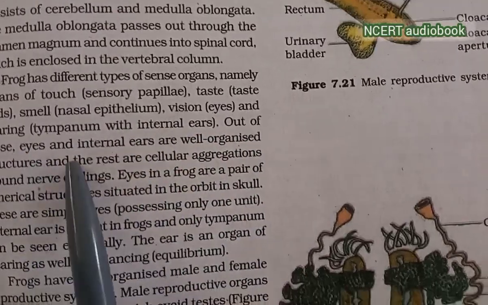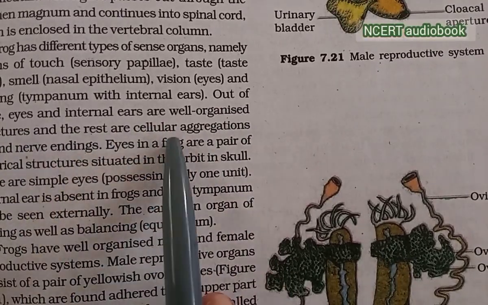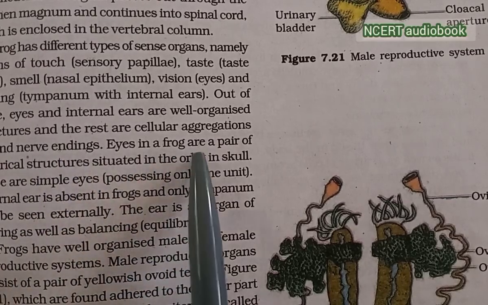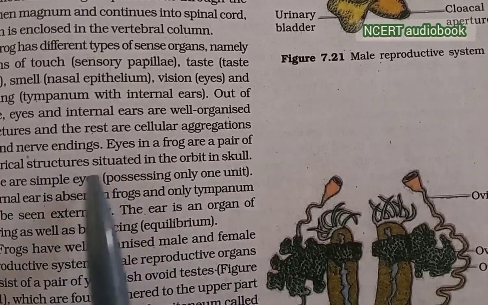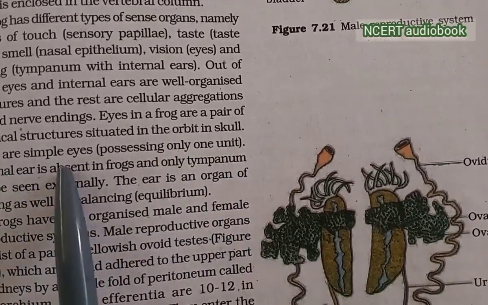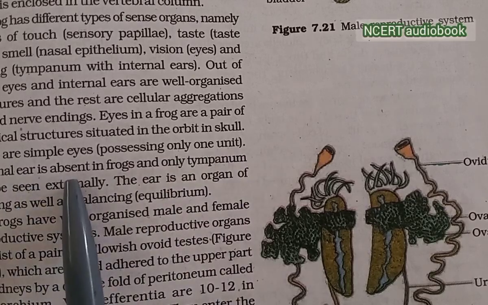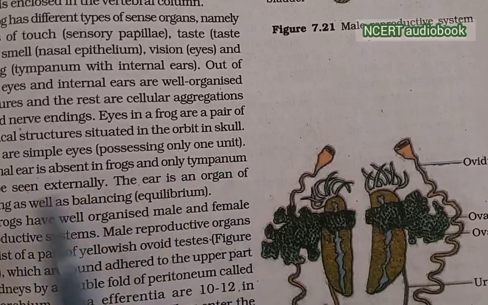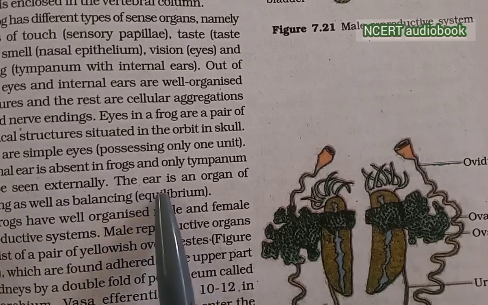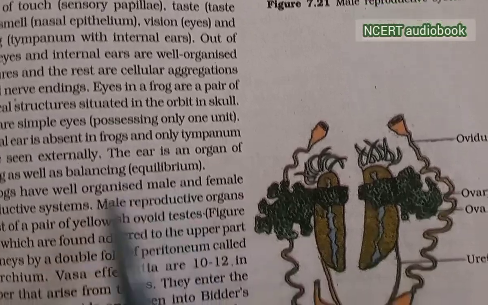Out of these, eyes and internal ears are well organized structures and the rest are cell aggregations around the nerve endings. Eyes in the frogs are a pair of spherical structures situated in the orbit in the skull. These are simple eyes possessing only one unit. The external ear is absent in frog and only the tympanum can be seen externally. The ear is the organ of hearing as well as balancing or equilibrium.